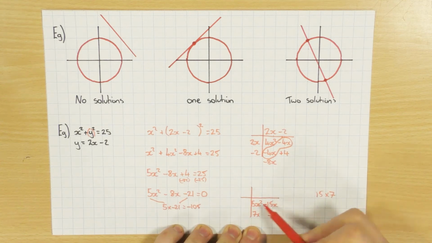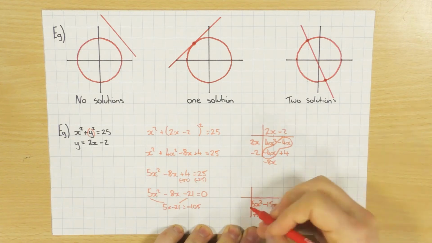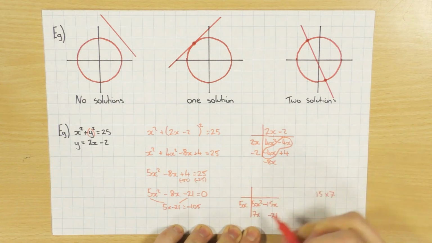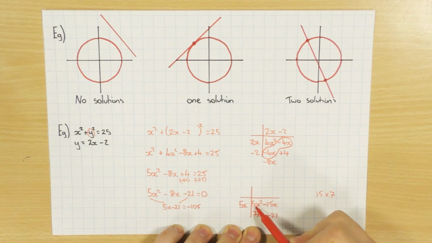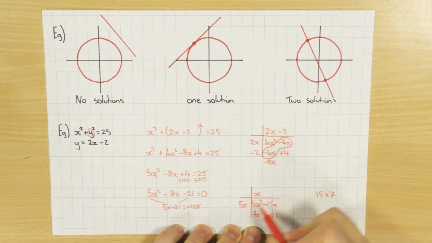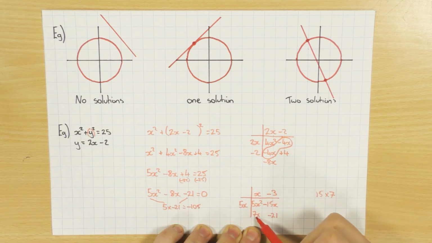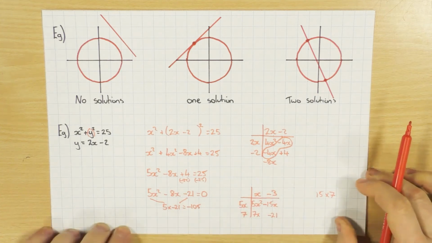Once I've got this and I'm happy, I can then factorise the top row. So what can come out? Well, 5x can come out. And then what times 5x gets me 5x squared? That's an x. What times 5x gives me minus 15x? Well, that's minus 3. And x times what gets me 7x? Well, that's going to be 7. And double check it. 7 times minus 3 is minus 21. Brilliant. I've got it here.